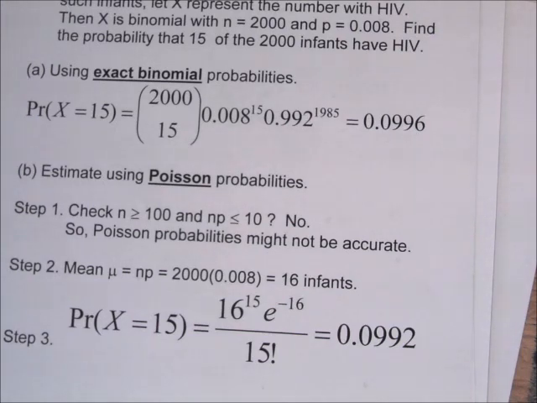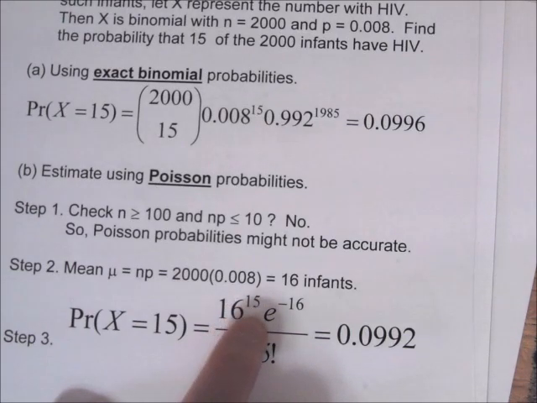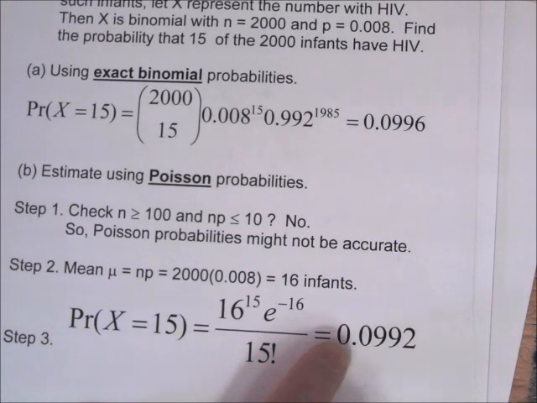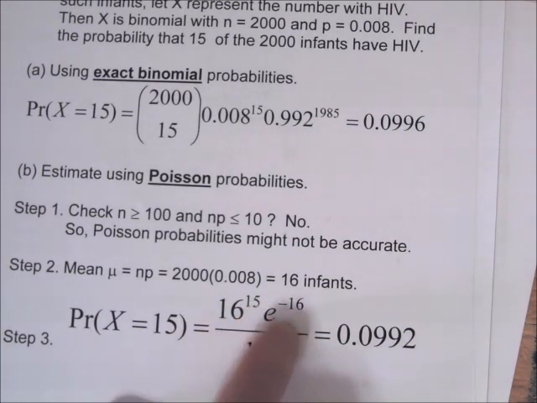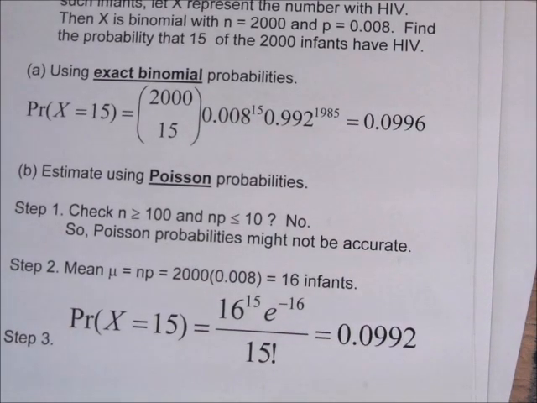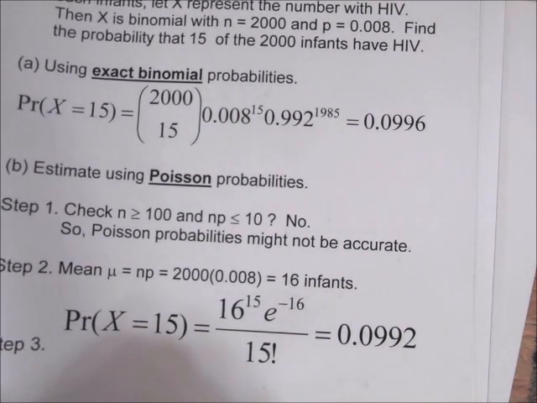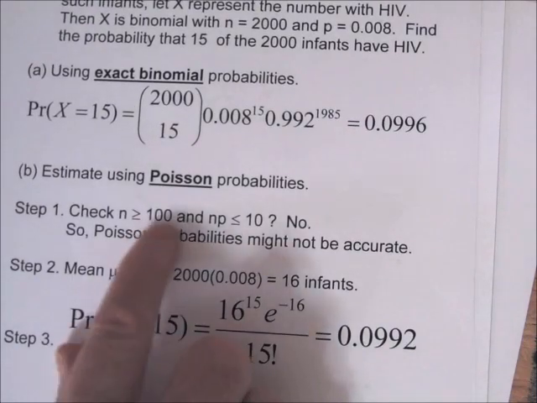If we plug into the Poisson formula, 16 to the 15 times e to the minus 16 over 15 factorial. The mean is 16, and x is 15, so we put in those numbers there. That comes out to be 0.0992. In WebAssign, if they ask you to use Poisson approximation, then you should use that, whether or not it meets the standard here.